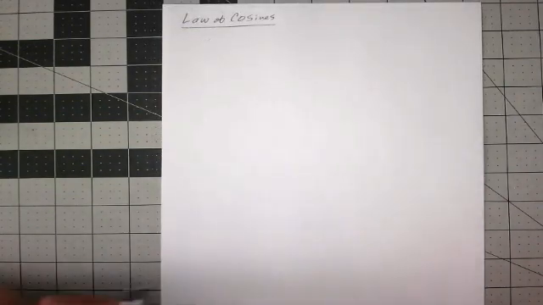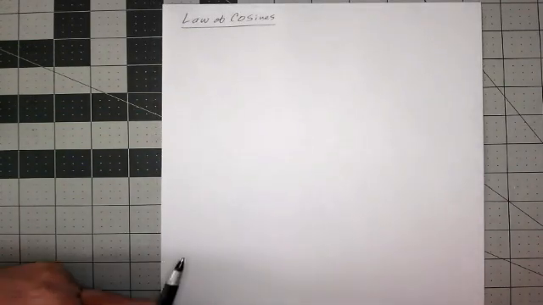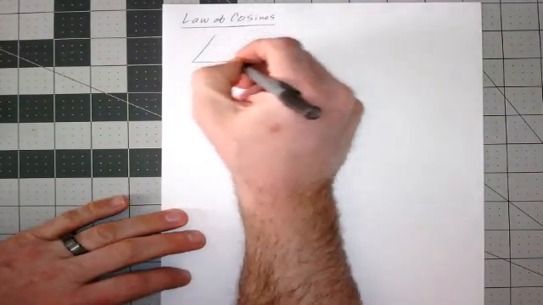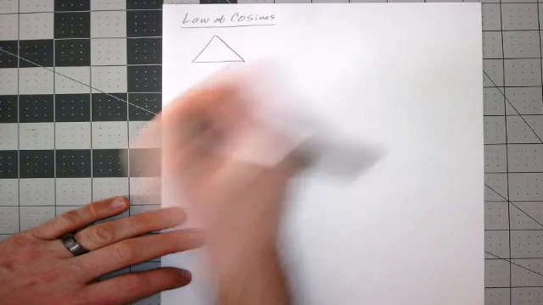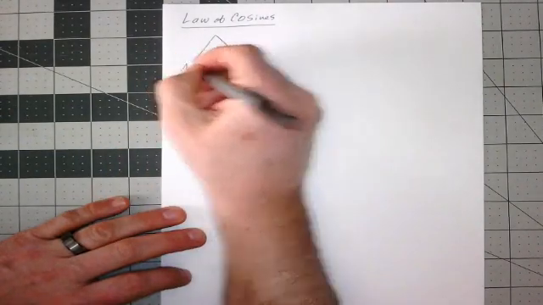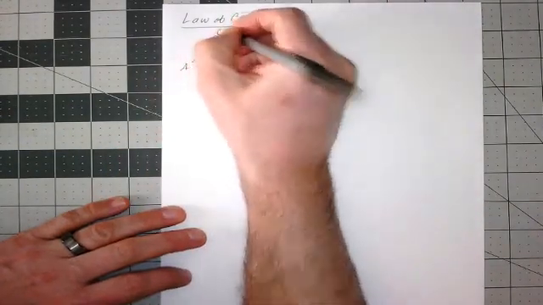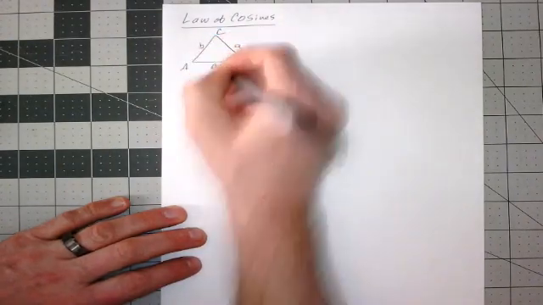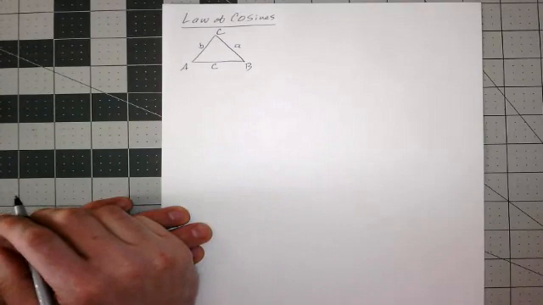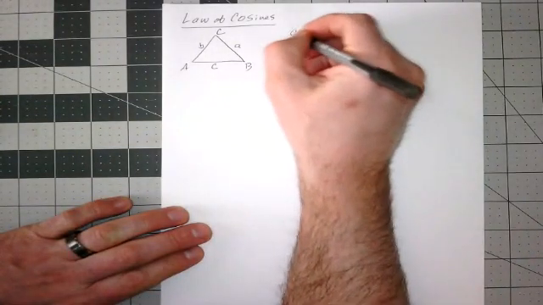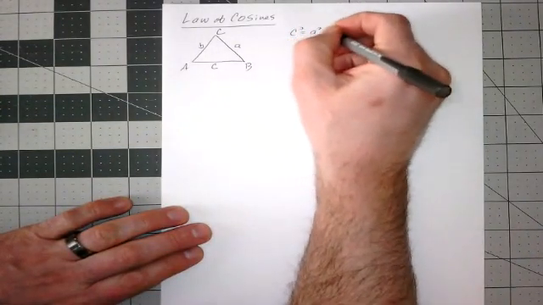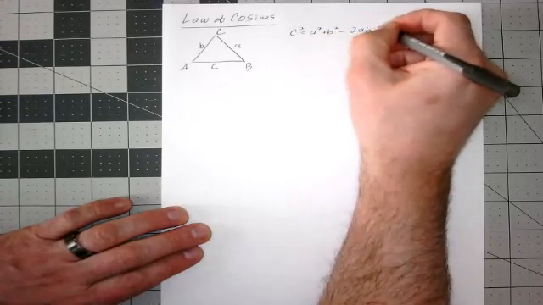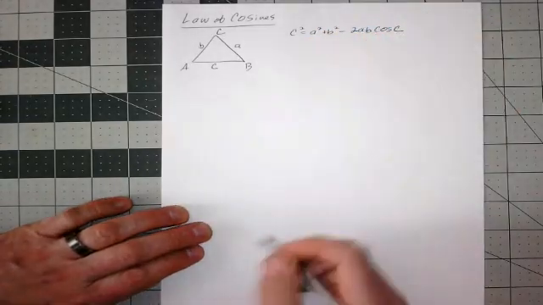All right, hello again. Now we're doing law of cosines. If you're given an arbitrary triangle with vertices A, B, and C, with sides a, b, and c, you can find any side or any angle using c squared equals a squared plus b squared minus 2ab cosine of C.